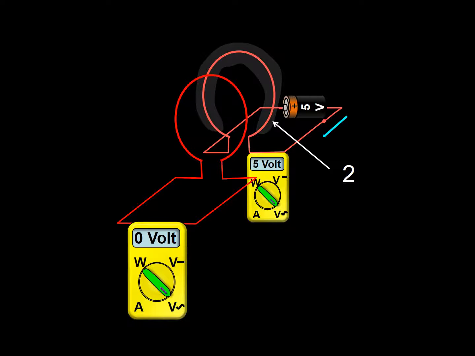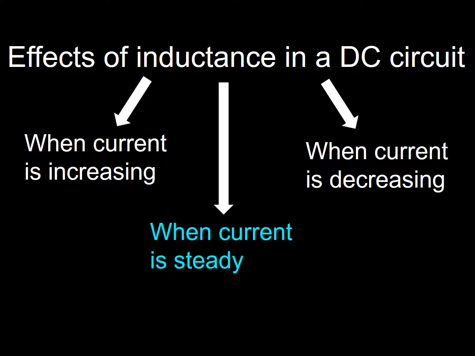The magnetic field does not produce a current opposing the current from the battery as the magnetic force did, nor does it produce an electromotive force or current in the secondary circuit. So this is what occurs when current is steadily flowing through an inductor.